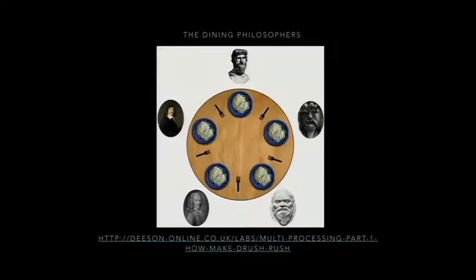So the dining philosophers problem, as many of you may well have experienced on computer science courses: you have a number of philosophers sat around a table. In front of them is a bowl of spaghetti, and they have a fork to their left and to their right. And a philosopher does two things. He thinks, and then he eats. While he's thinking, he's not interacting with anything else. That's just a process that he's running on his own.